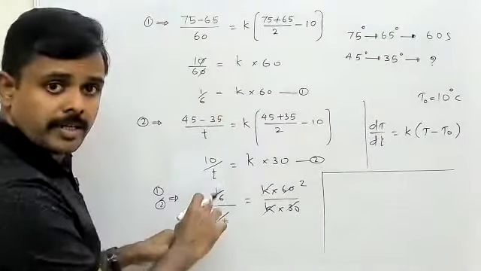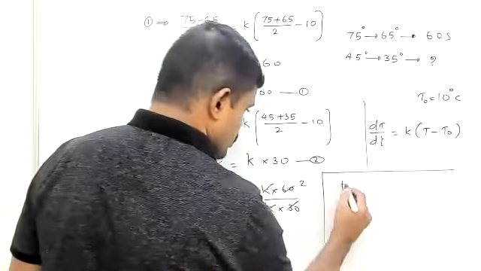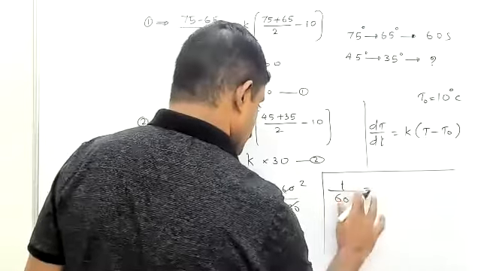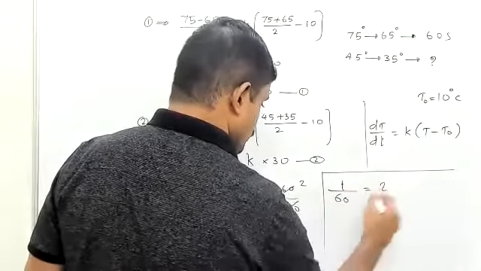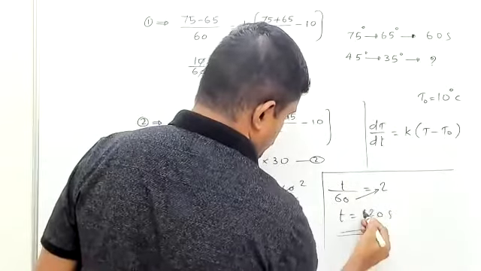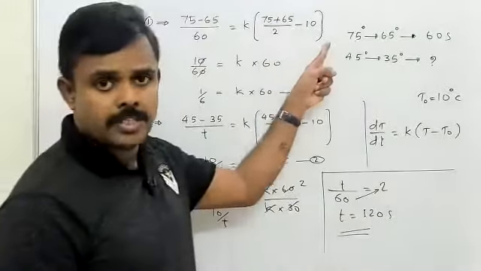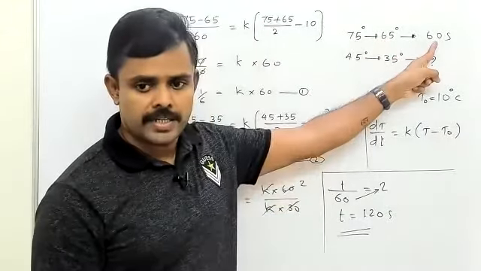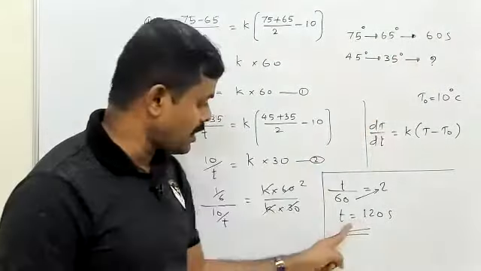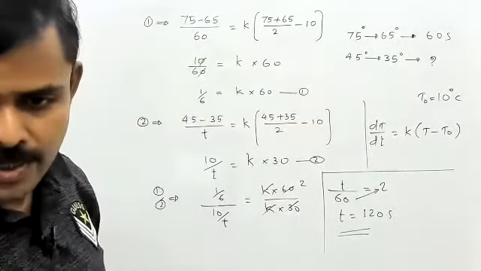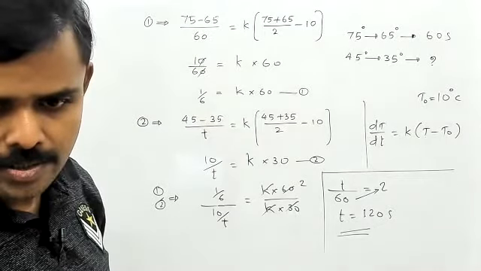T goes to the numerator, 6 comes to the denominator. T by 6 and 10 together, 60, is equal to, on the right side you got only 2. Cross multiply, T will be 2 into 60, 120 seconds. Look at that. For the temperature difference of 10 degrees Celsius, it took 60 seconds, while here it takes 120 seconds, double the time. Did you understand? You can write this down as an example question.